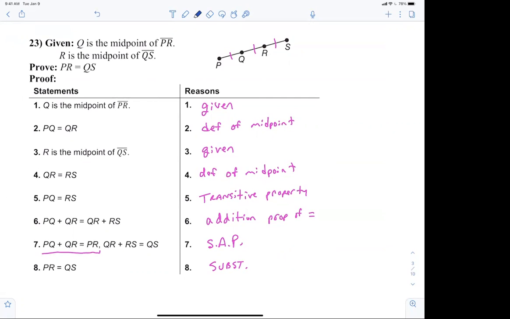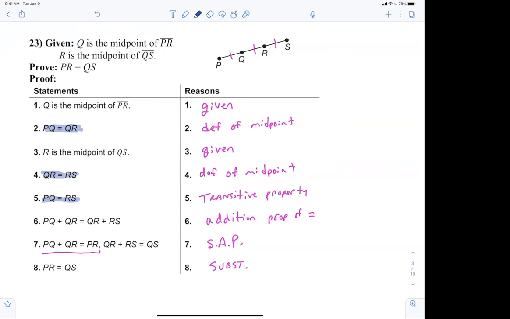Why is 5 transitive? Well, you can say, what could you say? Substitution? Yeah. Remember, we talked about that. I don't care if you don't, but the transitive property, remember, is in the right order. PQ to QR, QR to RS, that's the transitive property. Agreed? How do you know it's in the right order?